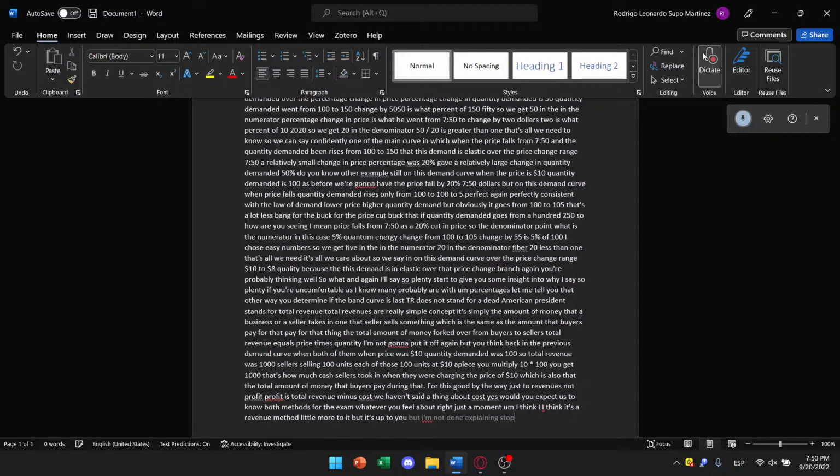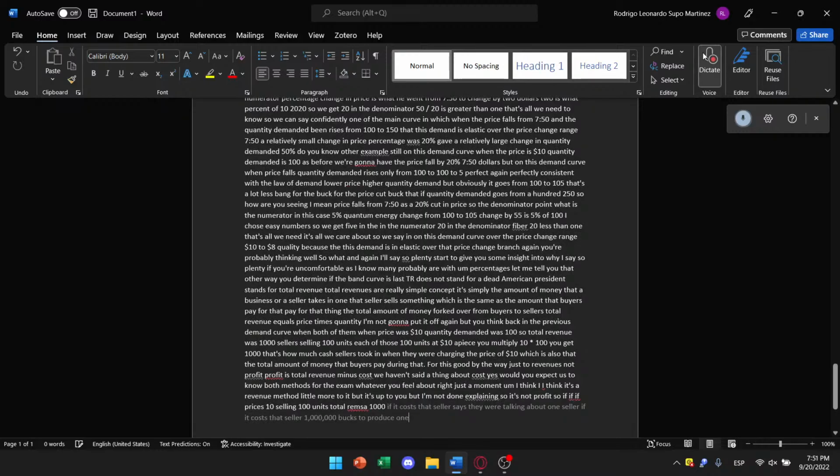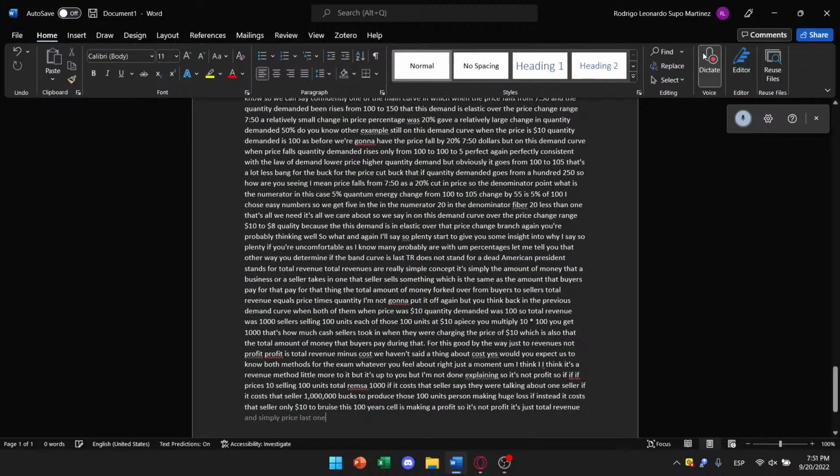So it's not profit. So if price is 10, selling 100 units, total revenue is 1,000. If it costs that seller, so let's say we're talking about one seller, if it costs that seller $1 million to produce those 100 units, the person's making a huge loss. If instead it costs that seller only $10 to produce those 100 units, the seller's making a profit. Total revenue is not profit. It's just total revenue. And it's simply price times quantity. Very easy.